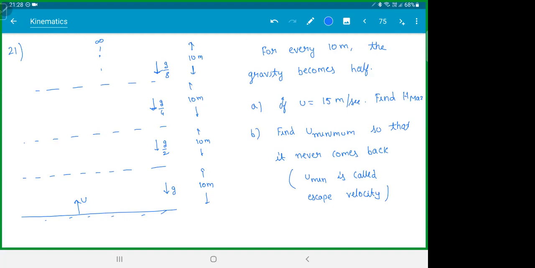Keep going, second part. Remember, you can't use the formula u square by 2g. That formula was derived when gravity was constant. Here g is changing. Ali, that is right. First part is right. Go for the second part, everyone.